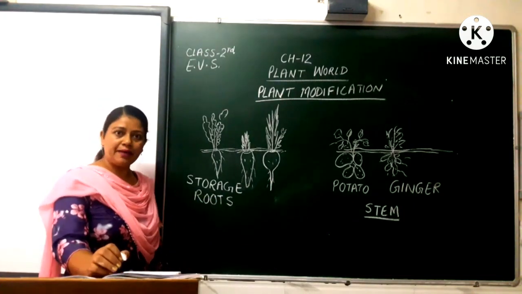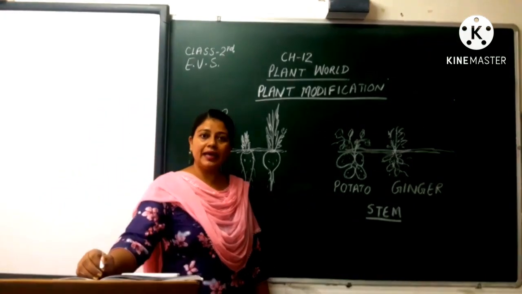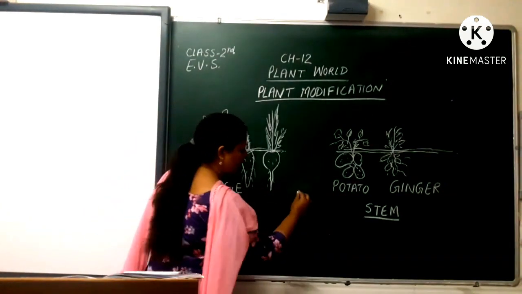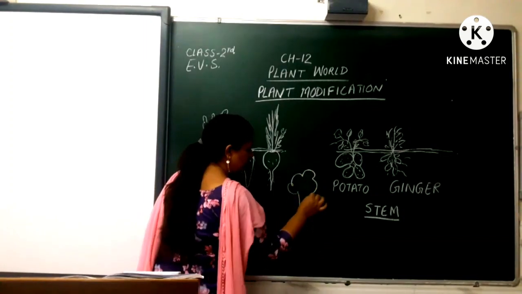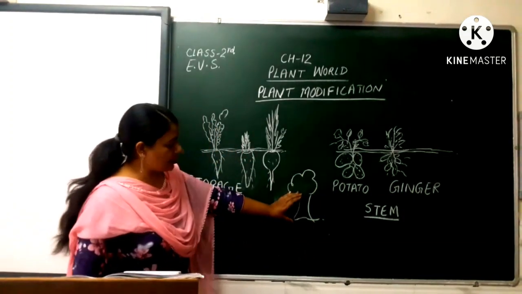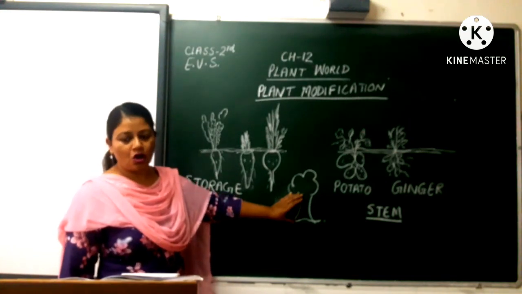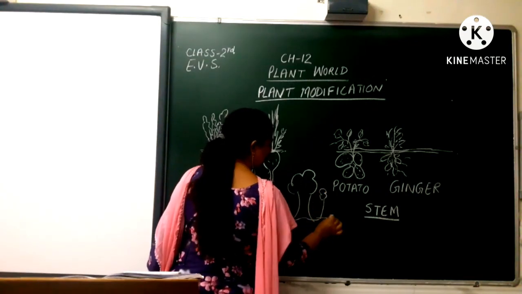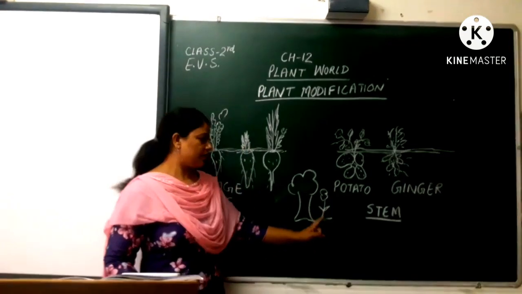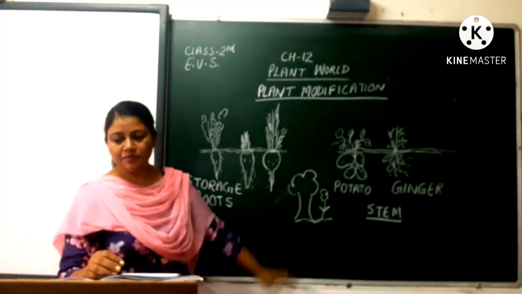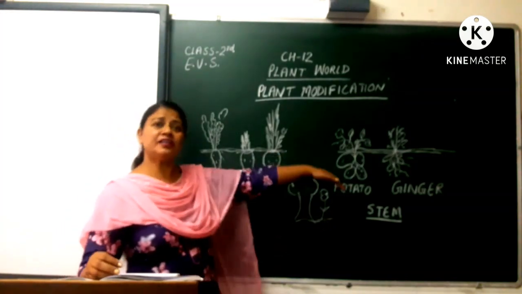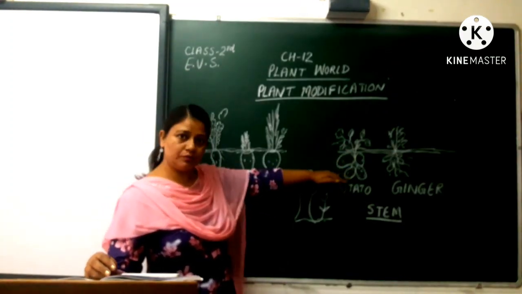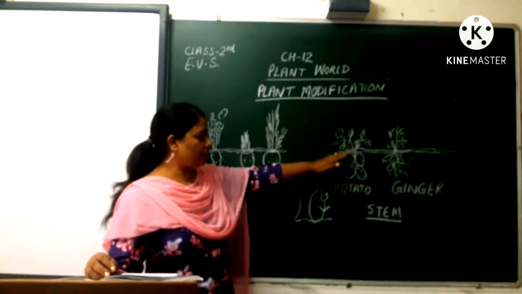Next is the stem, the part of the plant that grows above the soil. Mostly you see the tree, this is the tree, and this is the trunk or the stem. The stems of the plant are above the soil. But some stems grow underground, below the soil. These are underground stems.